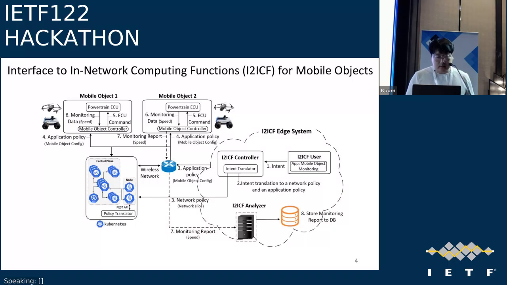Inside the controller, there's an intent translator, and the translator can make some network policy and application policy. And after that, the controller gives that policy to the mobile object, like the car or drone, through Kubernetes. After the mobile object is given the policy, it can change the configuration inside the drone or car.